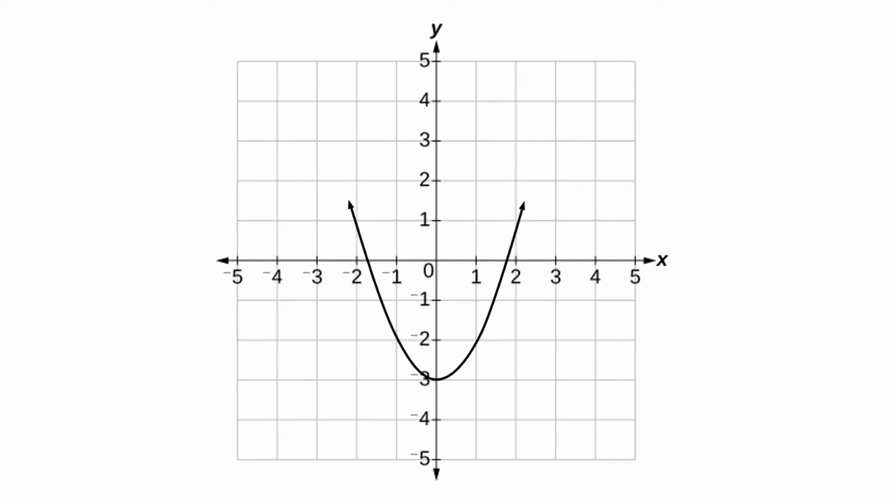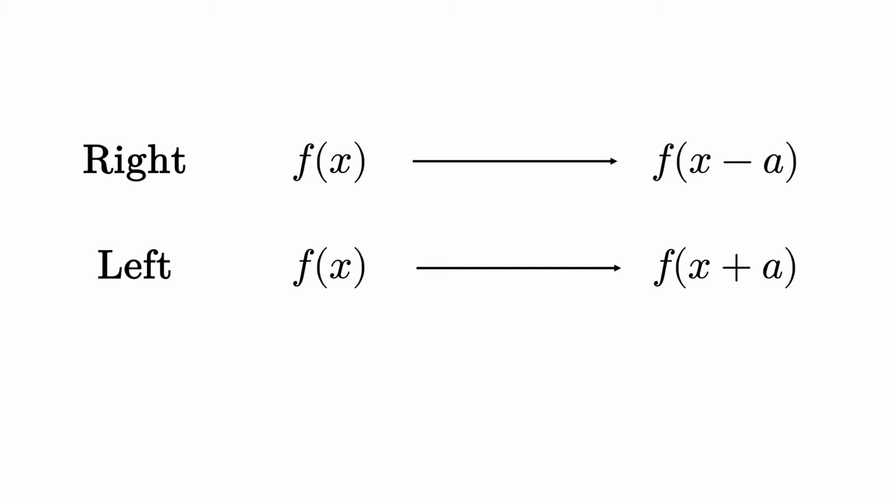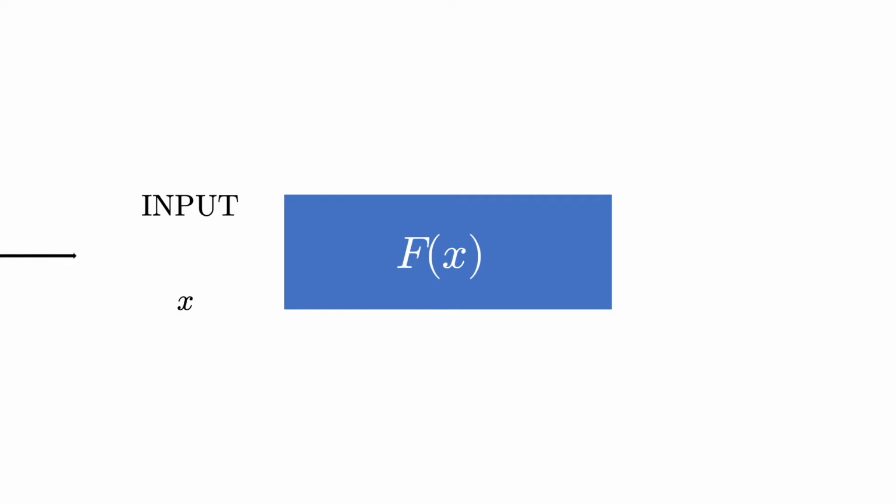Generally speaking, if we want to shift a graph a units to the right, we need to replace x in whatever function we have with x minus a. If we want to shift our graph a units to the left, then we replace x with x plus a. This may seem a bit confusing, but let's take a look at why this works. To do so, we need to dive deeper into how functions work.